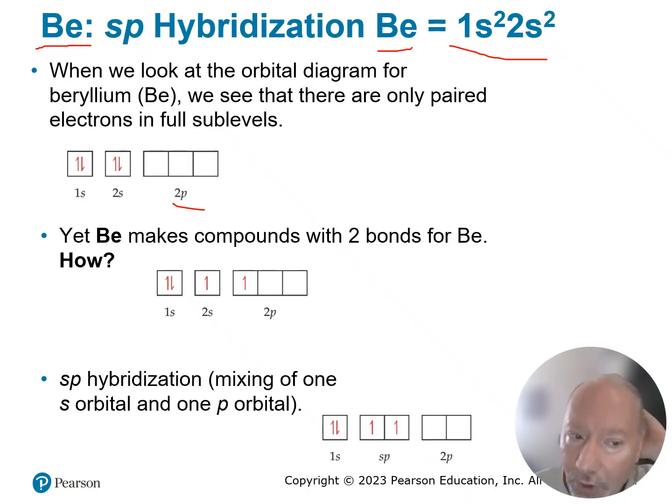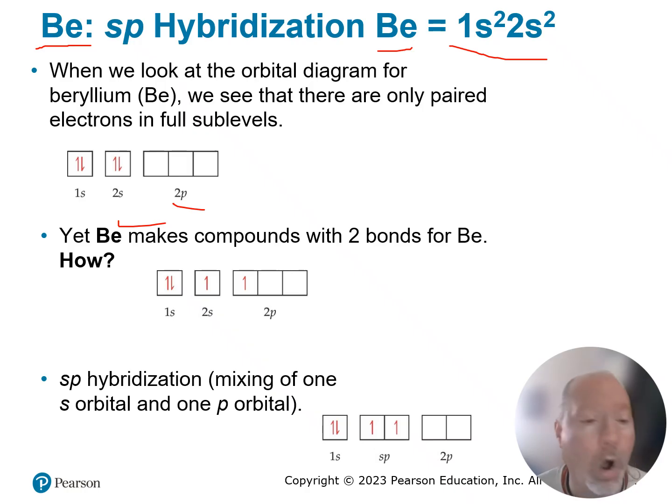So what we can do with beryllium is, if we just used VSEPR and Lewis structures, we might come up with this. But it doesn't meet the octet rule. So it's a little bit different. It's not going to have 8 electrons around it.